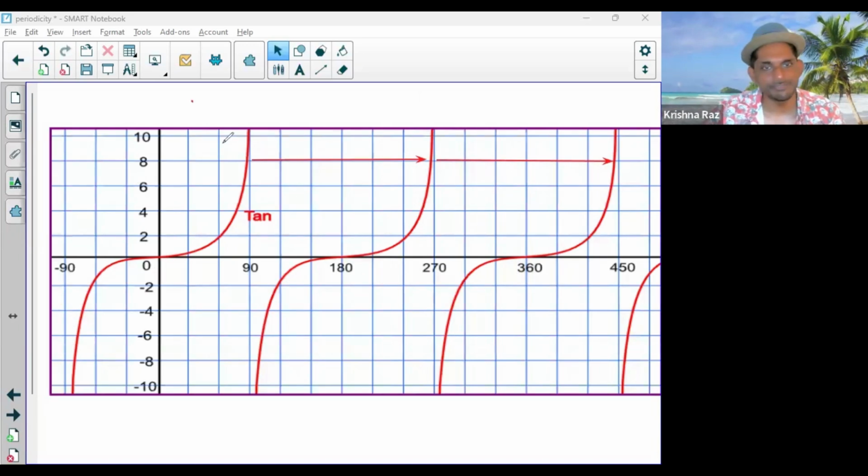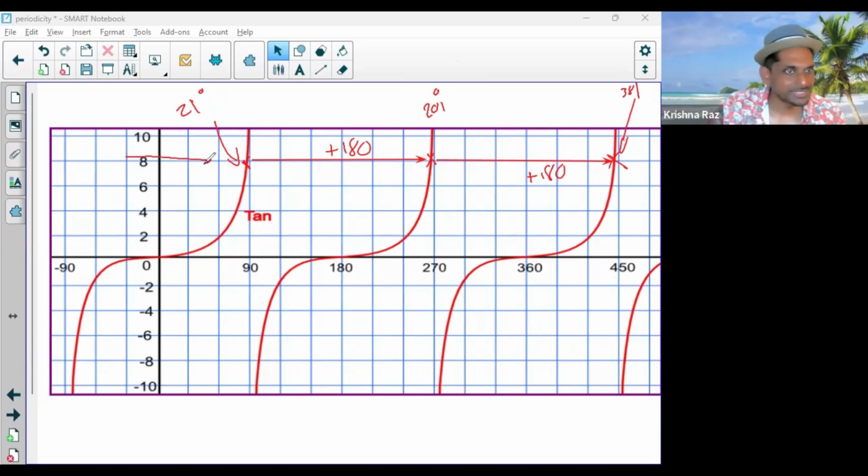So essentially, say for example, this was 21 degrees. We would just have to add 180 to it to get our new solution. So if that were 21, this would be 201. To get to here, we would add another 180, which would be 381. If we wanted to go back in time, we would minus 180, and we would get minus 159.